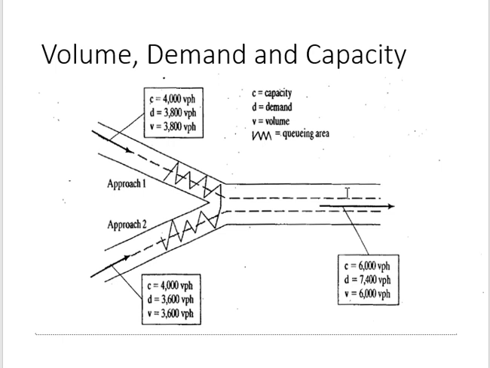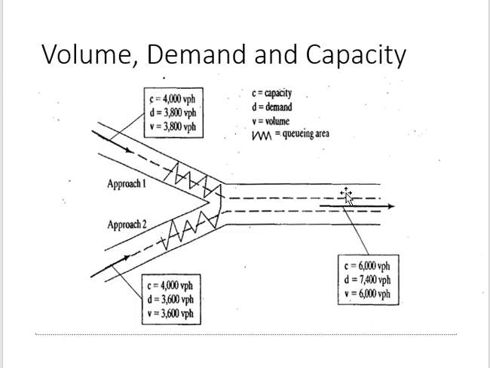We will look at examples for two of them. This one, you can see I have a segment, approach 1, approach 2. And then they come together and join on approach 3. So which case is this? Second one, the merge point. This is a merge point. For each segment, you can see the capacity, demand, and volume. C capacity, D demand, V volume.